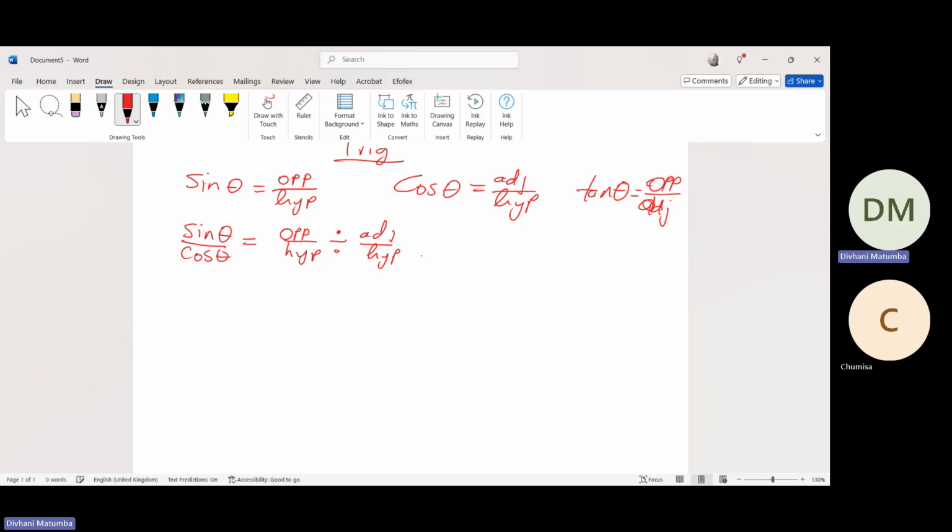You remember from grade 7, if you want to change the division sign into a multiplication, what do you do? Cross multiply. Remember, you have to reciprocate. This one must come to the top and that one must go to the bottom. You remember that? Yes, sir. So this is equal to opposite over hypotenuse times hypotenuse over adjacent.